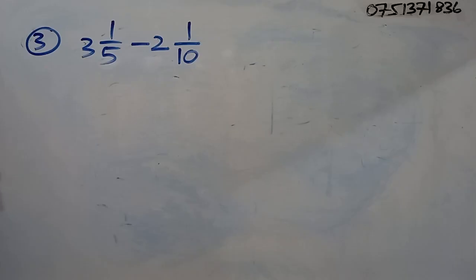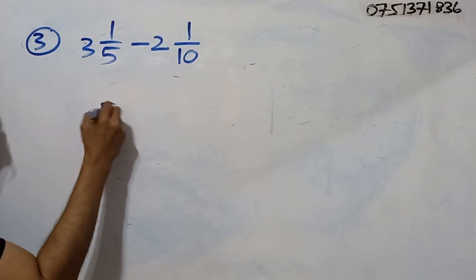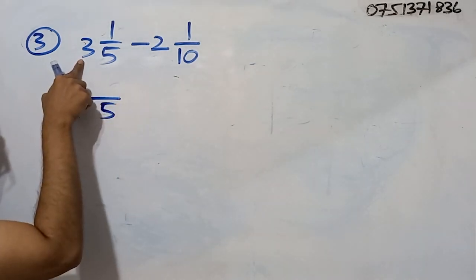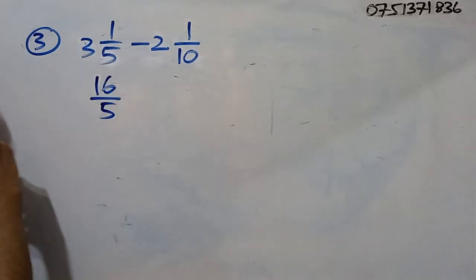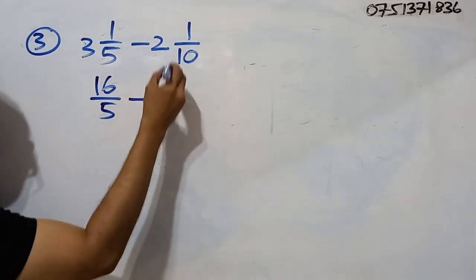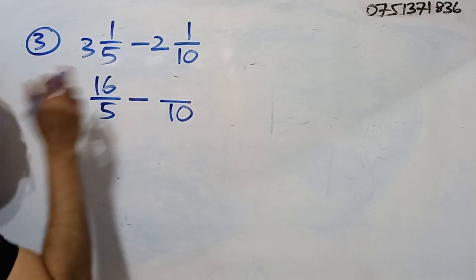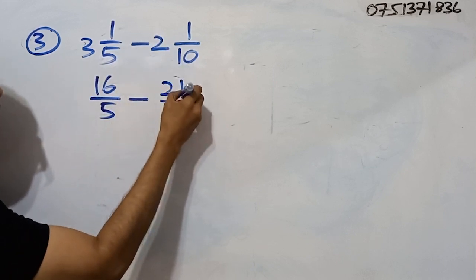Question number 3. So we have two fractions. Both are mixed numbers. We have to convert them into what? Improper fractions. So denominator will be 5. 5 into 3, which is 15. 15 plus 1, it will be 16. Minus, here the denominator is 10. 10 into 2, that is 20. Add the 1, this becomes 21.